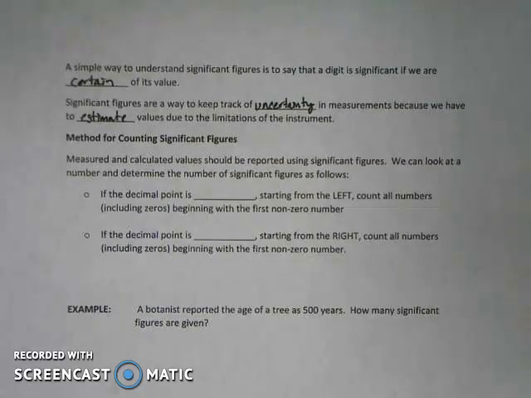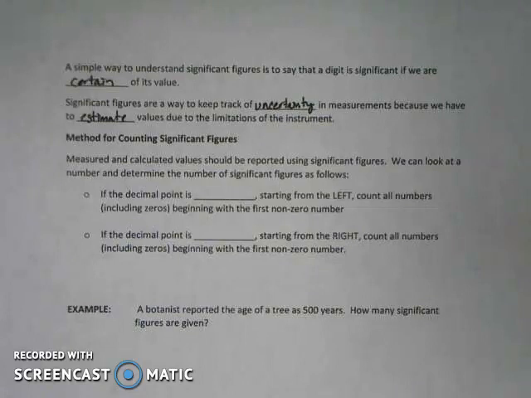Welcome back. This is video 2 in lesson 4 on significant figures under unit 2 for measurement. So we talked about what a significant figure is last video. Now we're going to look at how we can count significant figures in a number.